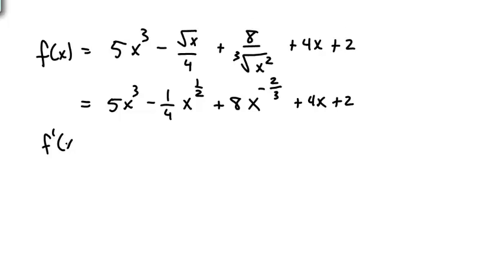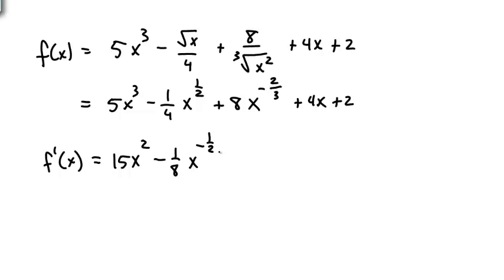And then the derivative, we use the old trick: multiply the exponent by the coefficient, and then subtract 1 from the exponent. Let me move this down a little bit. We will say that this is 15x squared. Negative 1/4 times 1/2 is negative 1/8, x to the 1/2 minus 1 is negative 1/2. Then it's going to be 8 times negative 2/3, which is minus 16/3, x to the negative 2/3 minus another 3/3 is negative 5/3.